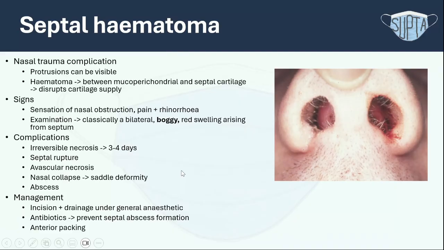So you get irreversible necrosis within 3 to 4 days. So obviously, it's an emergency. Septal rupture, and then abscess formation as well. So what you want to do is incision and drainage under general anesthetic. As opposed to the pinna hematoma where you did it under local anesthetic, for this one it's generally done under general anesthetic. And antibiotics can help to prevent septal abscess formation, and then you want to do anterior packing as well.